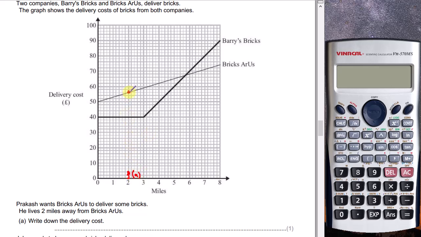So he's coming up and reading across to read that value. These are 5 divisions. So that's 5 divisions is £10. And we've got 3 divisions there. So he's got 3 divisions is £6. £6 plus the 50. So it's going to cost £56 for the cost of the bricks at that point. This array doesn't help here.